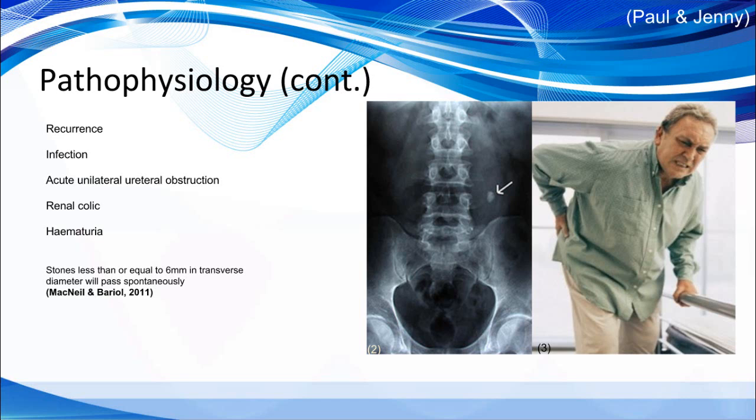Acute unilateral ureteral obstruction is the blockage of the flow of urine out of one of the kidneys and ureters, caused when renal calculi are too big in size and do not pass spontaneously, leading to accumulation of urine in the kidneys, thus causing swelling.